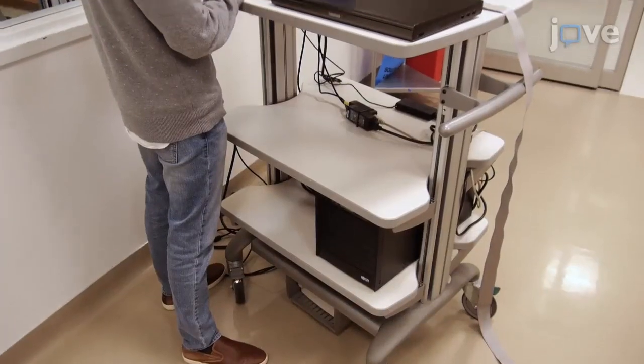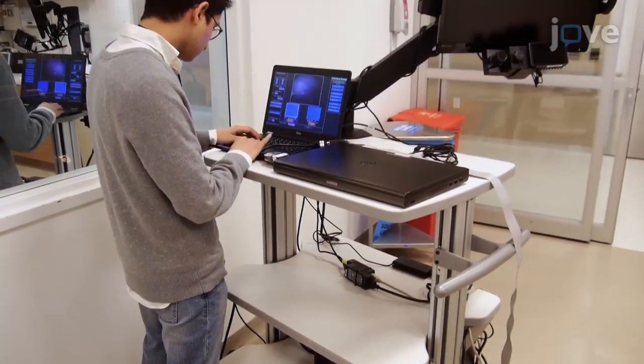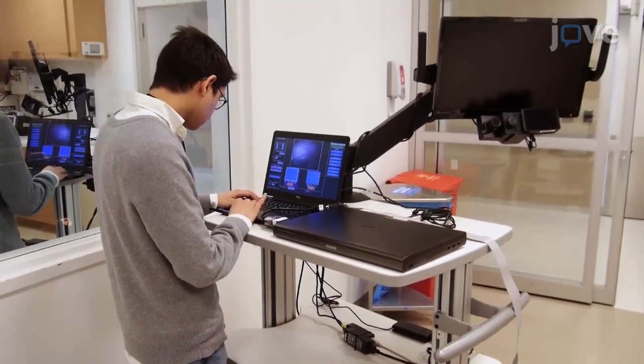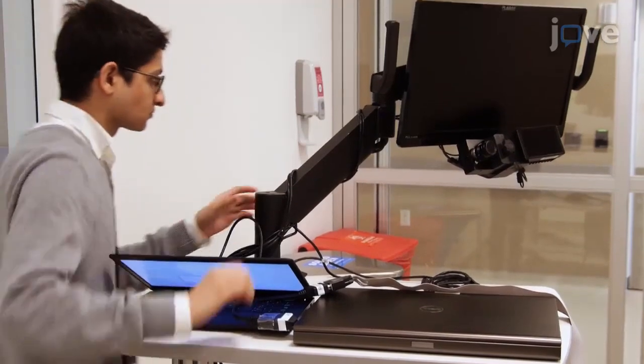Place the remote non-invasive infrared eye tracking system on a robust mobile cart. Then, attach a flexible arm that holds an LCD display to the cart.